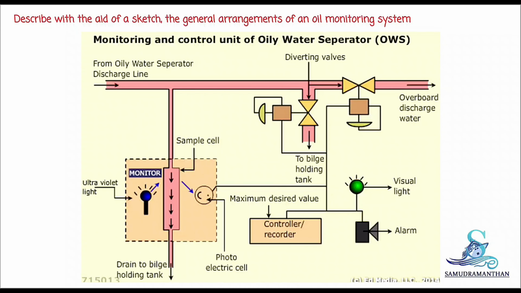In this sketch, from the oily water separator discharge line, a sample is taken to the sampler, where it is analyzed with the photoelectric cell and ultraviolet light for the ppm of the oil inside the overboard water taken from the bilge tank, and it gives a signal to the controller. The controller checks whether it is more than 15 ppm or less. If it is less than or equal to 15 ppm, it gives the signal to the three-way valve to discharge it overboard, else it will be diverted to the bilge holding tank.